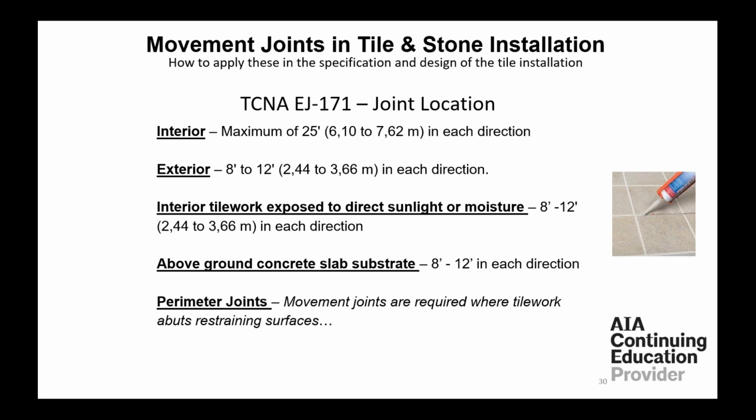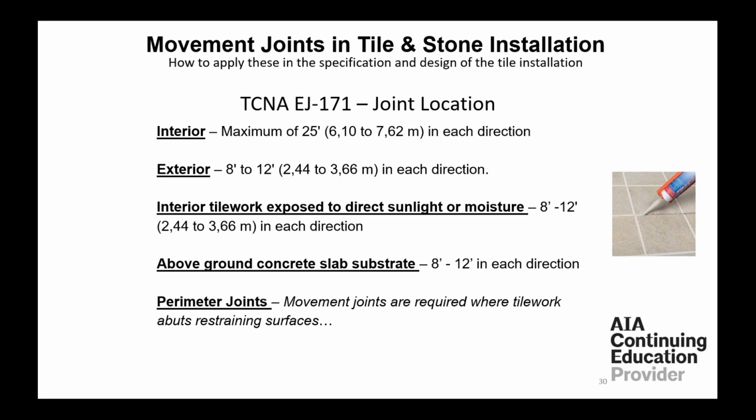Interior tile work exposed to direct sunlight or excessive moisture every 8 to 12 feet. In other words, you use the exterior recommendations interior. The reason for that is because, again, thermal expansion contraction or moisture expansion contraction. So an enclosed pool, that deck, you might have them every 8 feet. If that deck was outside, you wouldn't have to have it that tight. Above ground concrete slabs. So if you're looking at a second story slab in a mall, they again revert to every 8 to 12 feet in each direction.